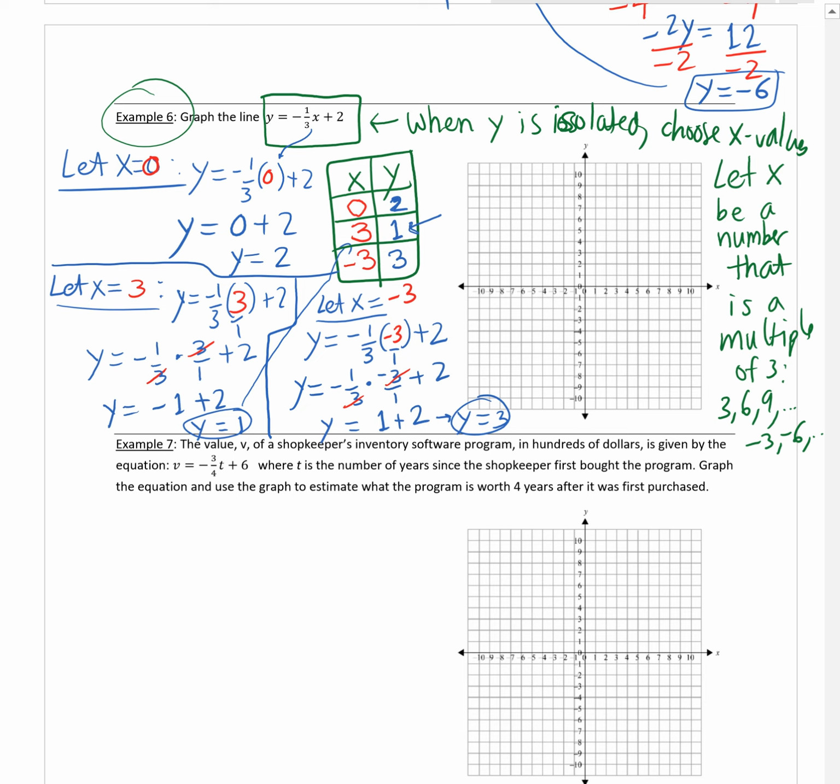Alright, so our 3 points are... Sorry, I'm kind of running out of room here. (0, 2), because that was the first row, x comma y. The second row, (3, 1), x comma y. The last row, we just found (-3, 3).